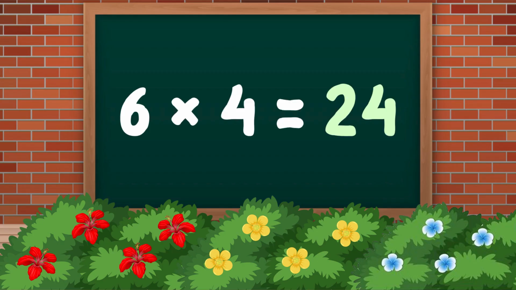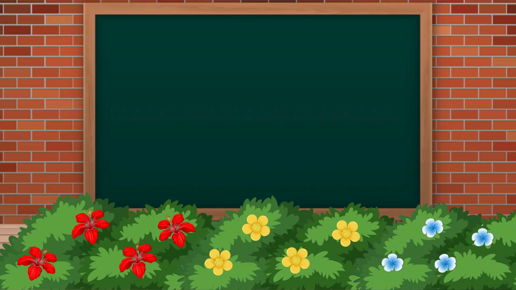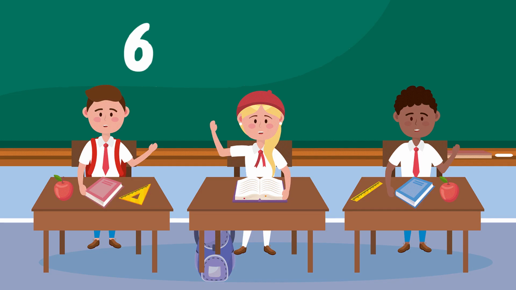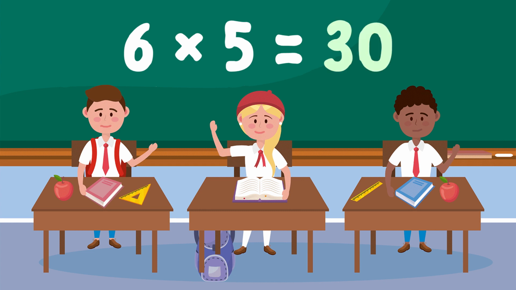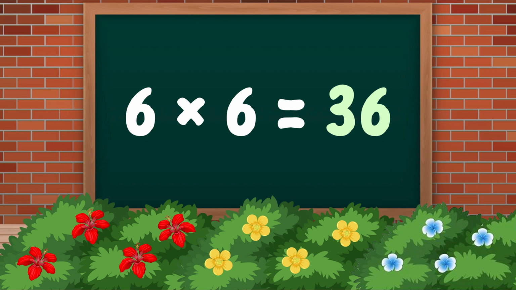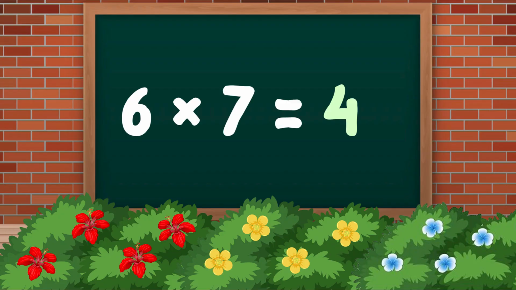6 fours are 24. 6 fives are 30. 6 six are 36. 6 sevens are 42.